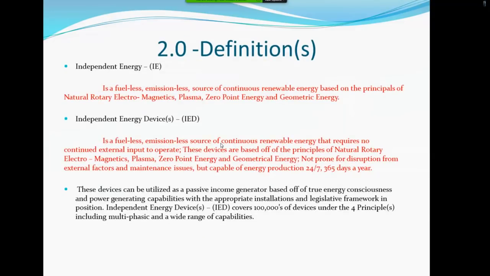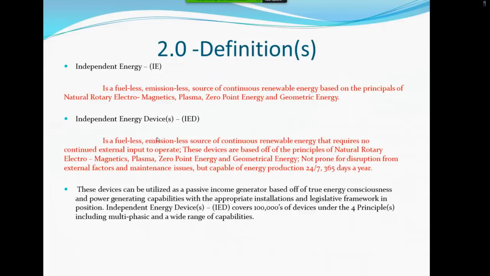So independent energy, there it is again, is a fuelless, emissionless source of continuous renewable energy based on the principles of Principle 1, natural electromagnetics, Principle 2, plasma, Principle 3, zero-point energy, Principle 4, geometric energy. Now, like my device I'll show you probably next week is a hybrid between Principle 2, which is plasma, and Principle 4, which is geometric energy. So the actual definition of independent energy devices, this is what all these will be operating on in order to operate with Illuminate the Way and safely to avoid the unscrupulous characters, as will be mentioned.